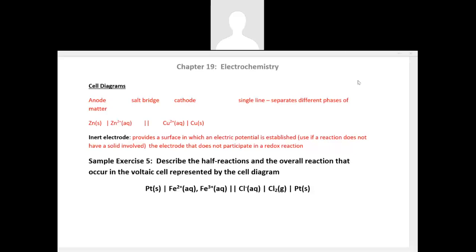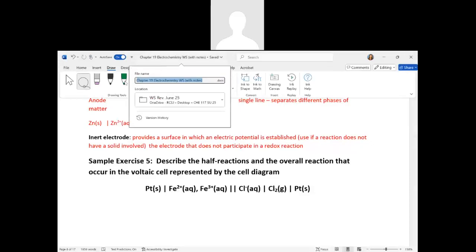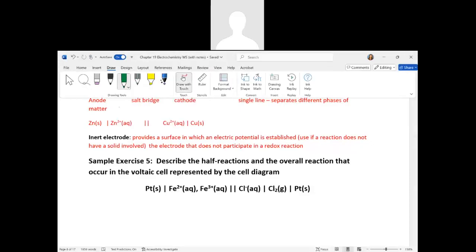In this video, we're going to look at what are called cell diagrams, and we're going to also solve sample exercise 5 together. So what is a cell diagram? Well, it is a shorthand notation that we can use to indicate where our cathode and our anode reactions are.